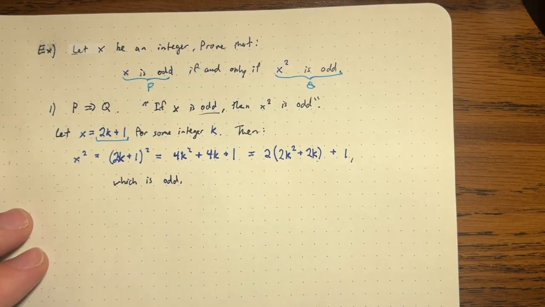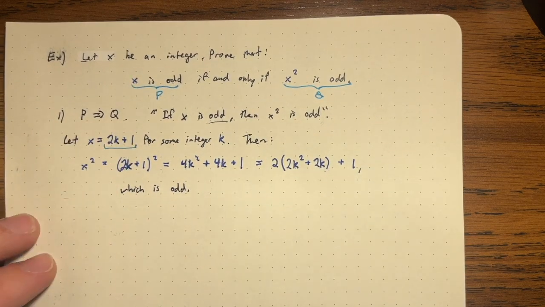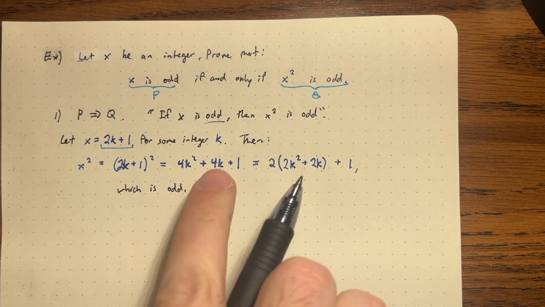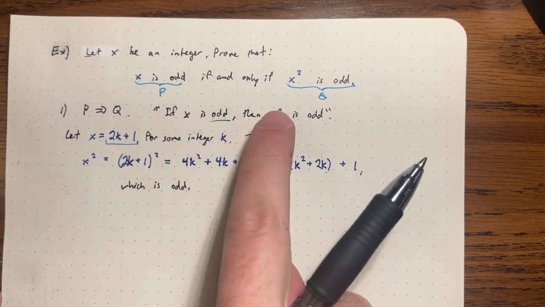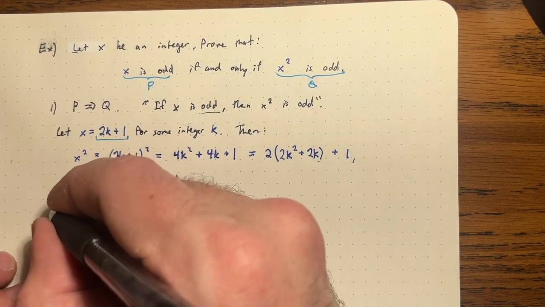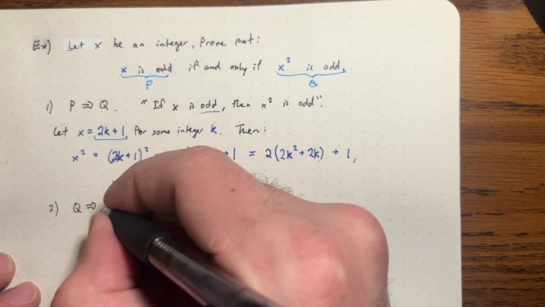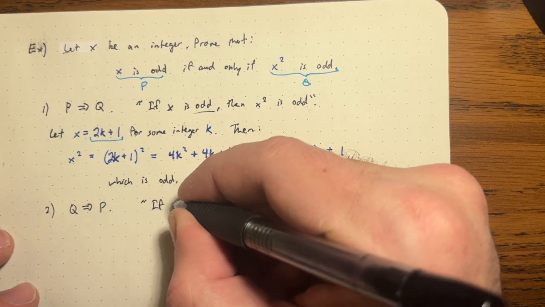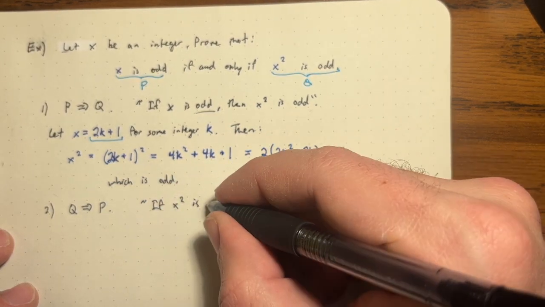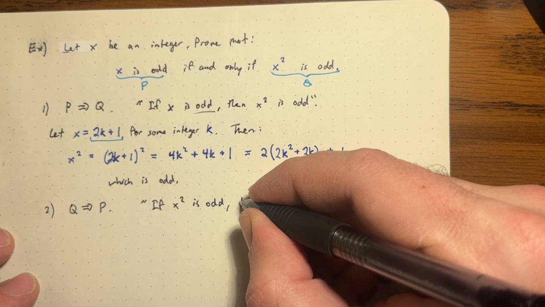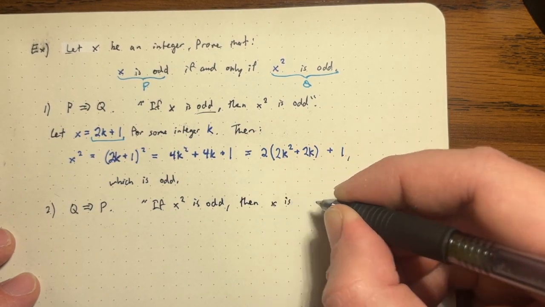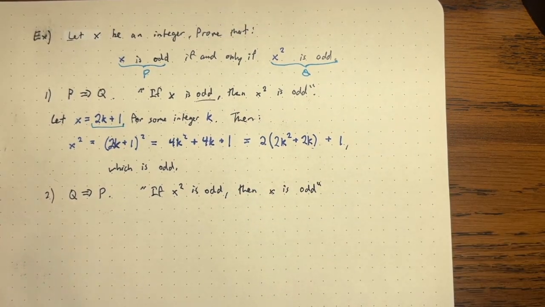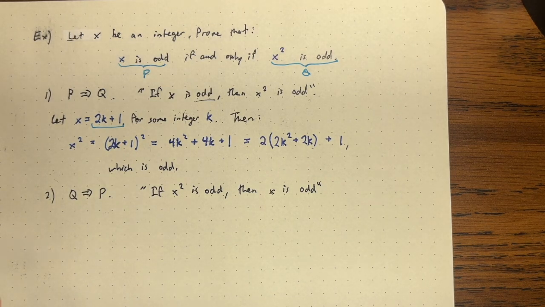So we're done. Well, we're halfway done, right? We did P implies Q. We did X is odd implies that X squared is odd. Now I have to do Q implies P. And just to be clear, what is that? It's if X squared is odd, then X is odd. Somehow this one seems a little more difficult. It's true, but yeah, it seems a bit more difficult.